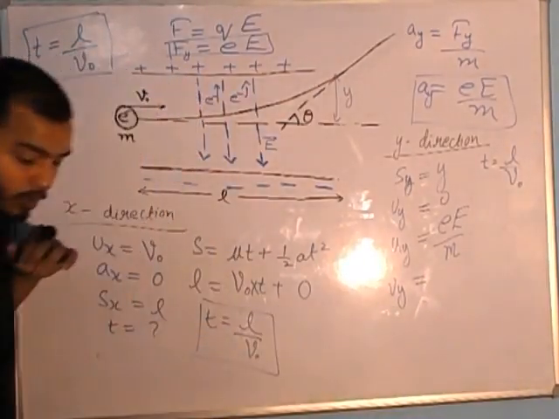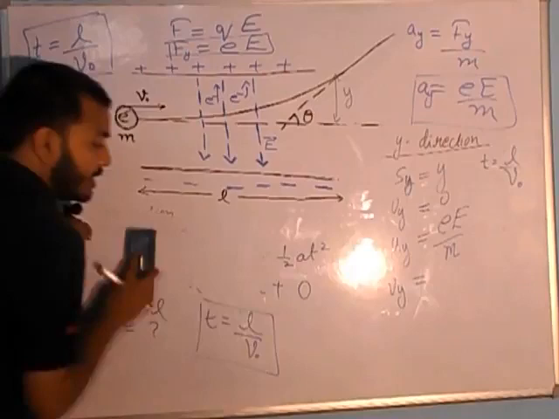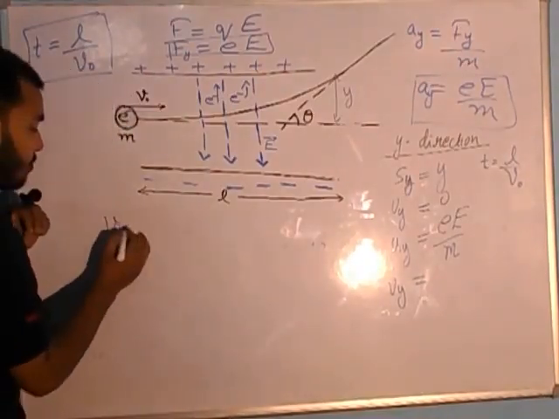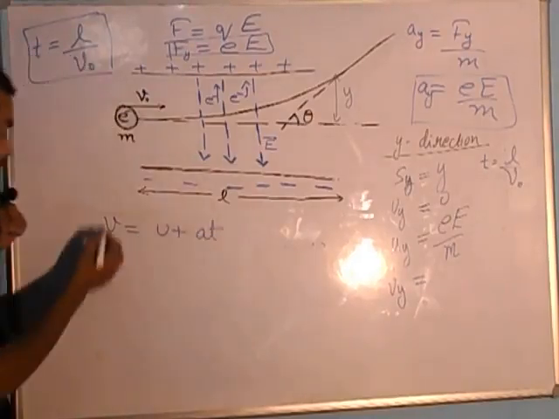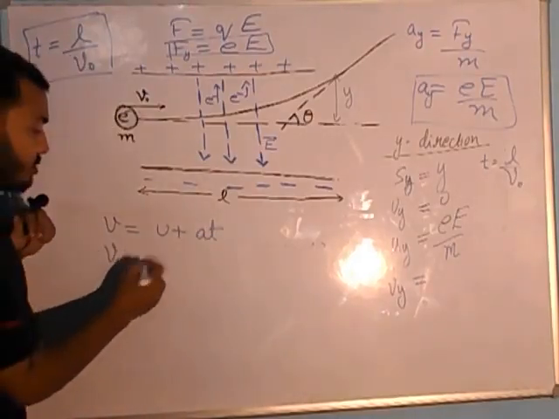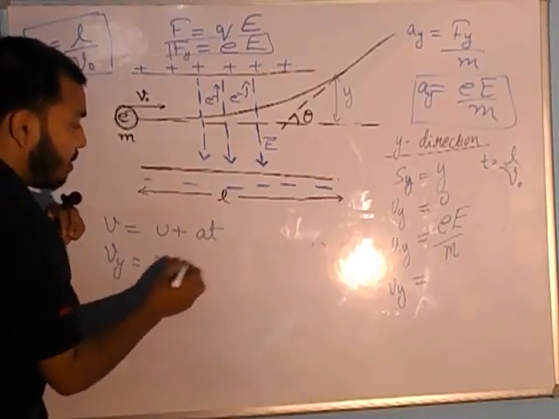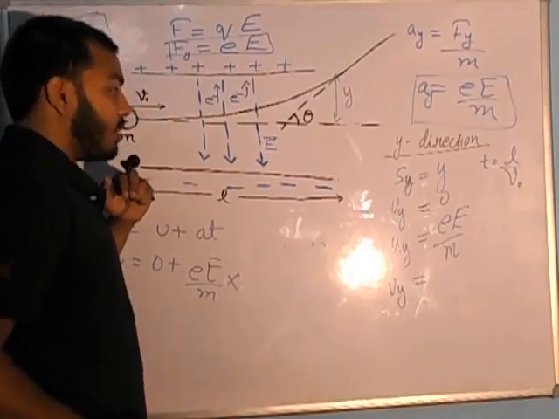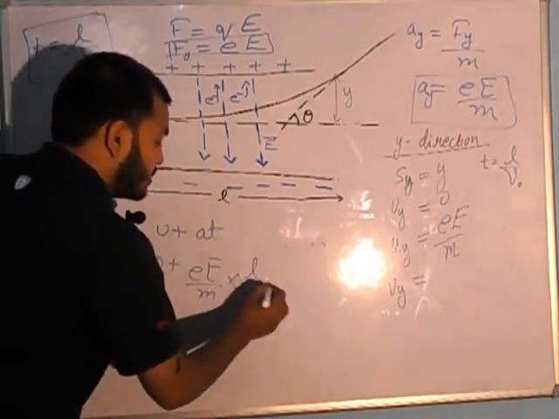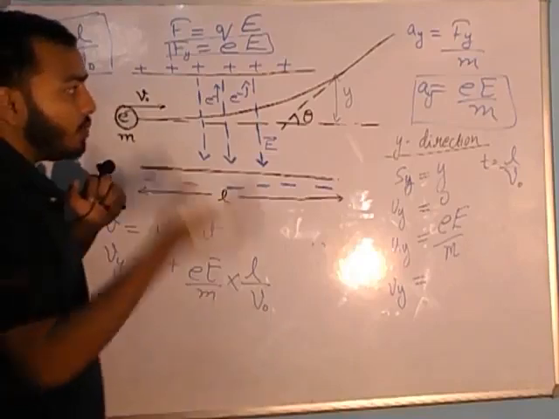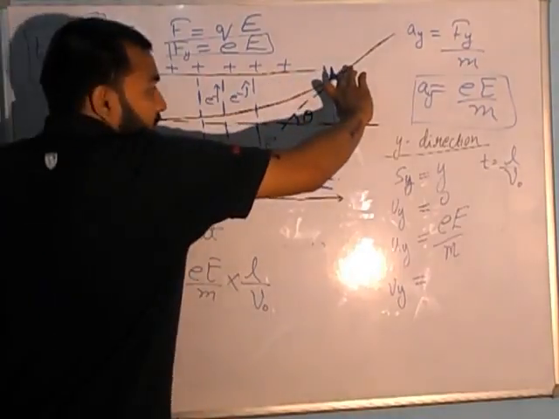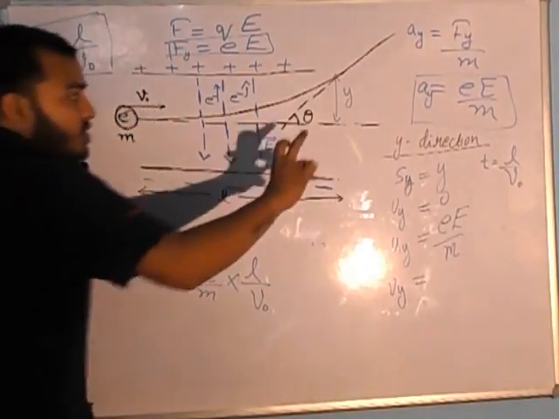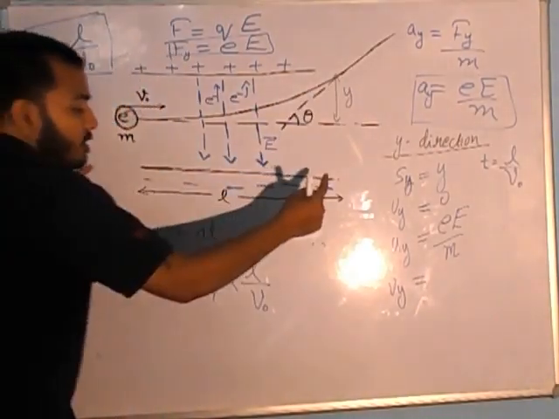I need to calculate this Vy. Let's calculate it using the equation of motion, V is equal to U plus AT. Now V in the y direction is equal to the initial velocity in the y direction, that is 0, plus the acceleration in the y direction, E by m, multiplied by the time. What is the time? It is L divided by V0. The time has nothing to do with the y direction or x direction. In the same time in which the electron covers this vertical distance y, it covers the horizontal distance L.